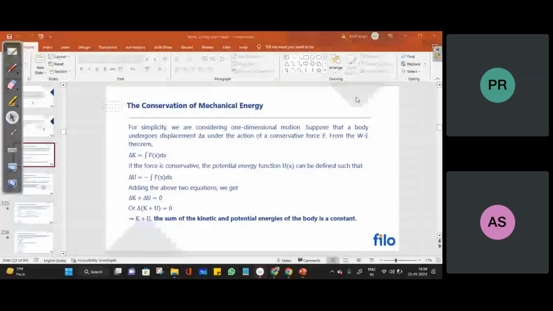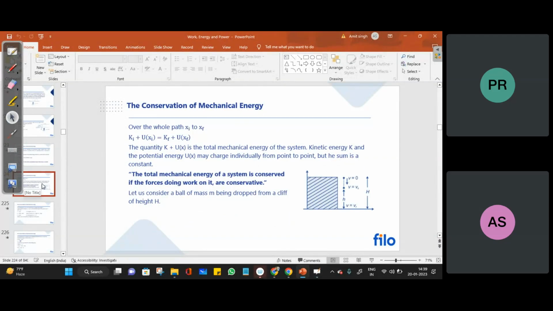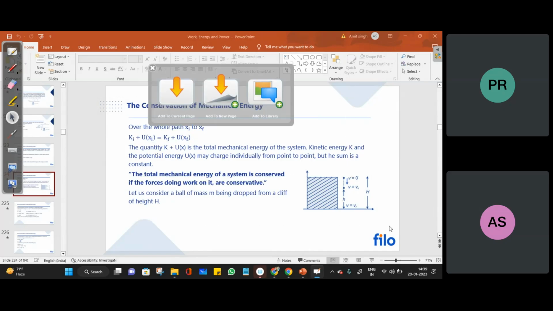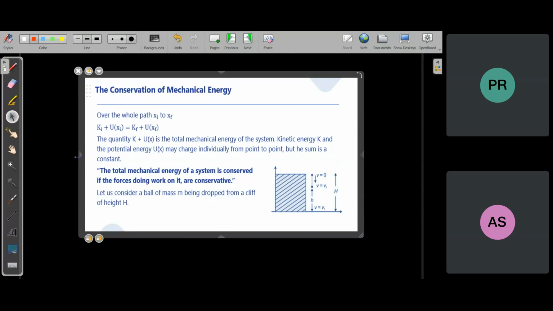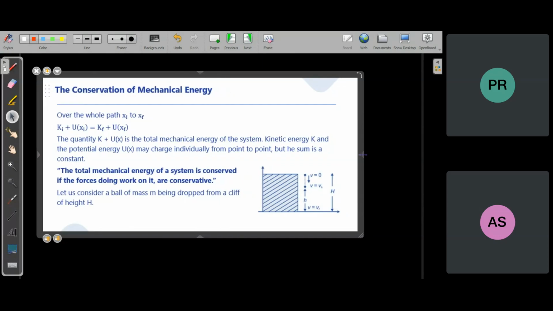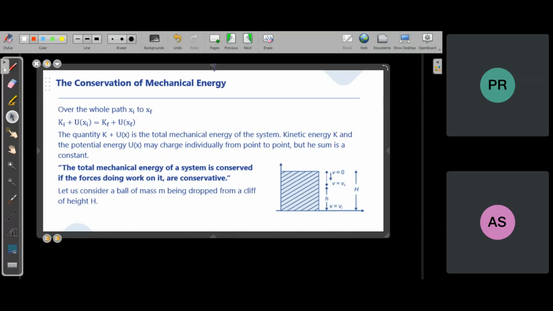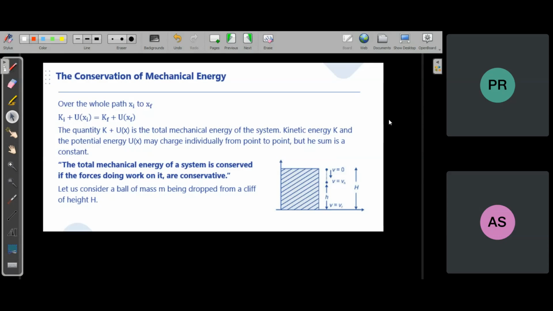External forces should be absent, sir? External forces could be there. Any force could be there, but they should not do any work. The problem is not with the force. The problem is that forces should not do any work. The work should be done only by the internal conservative force.